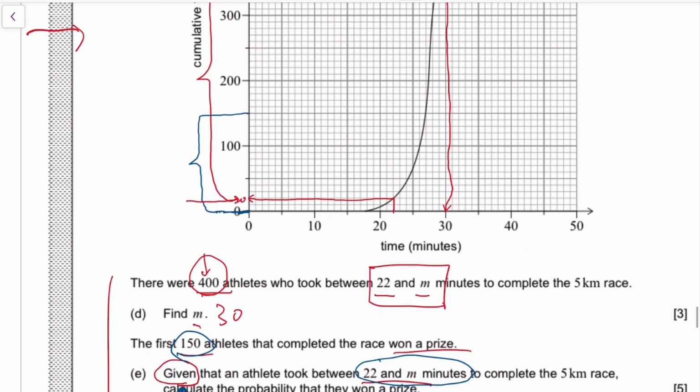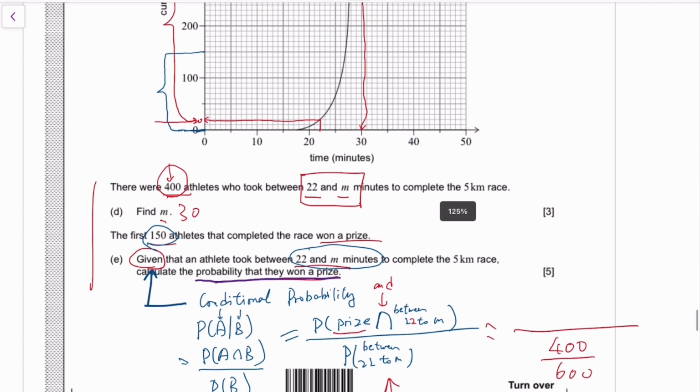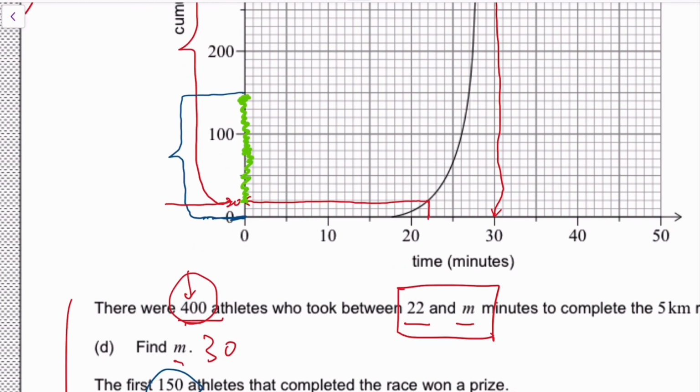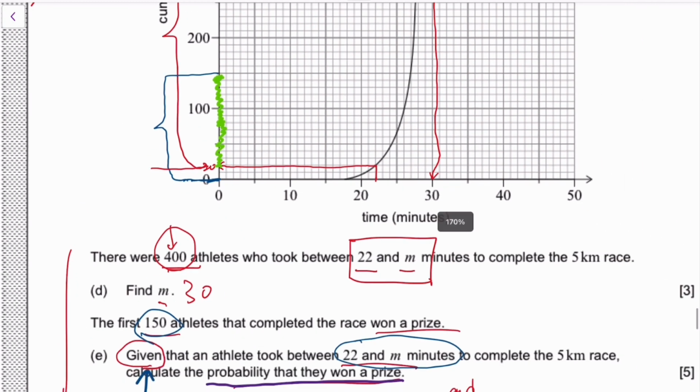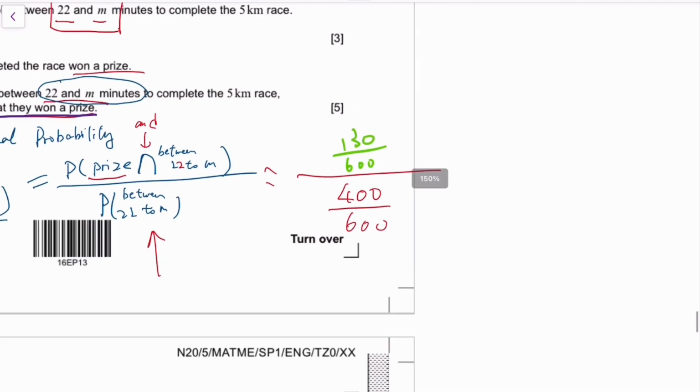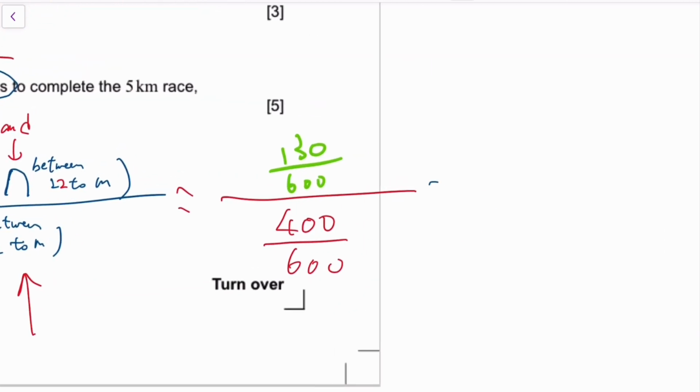So the number of people that both won the prize and took 22 to n minutes are the people in between. Okay? So it's from 20 to 150. So basically, there are 130 of them. So the probability of finding someone that both won the prize and took 22 to n minutes is 130 over 600. Okay? That's how you do this conditional probability.